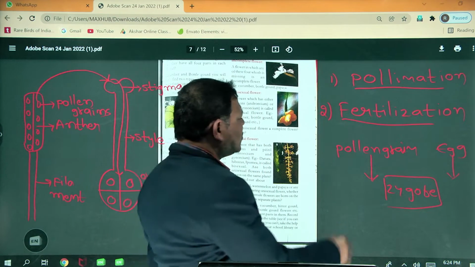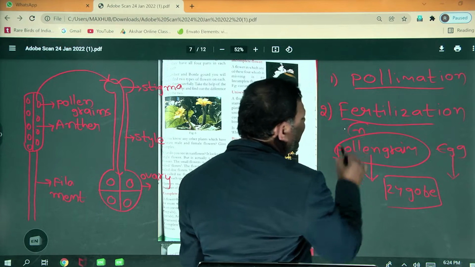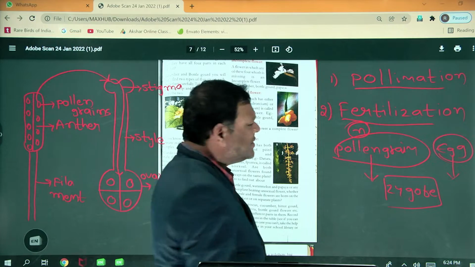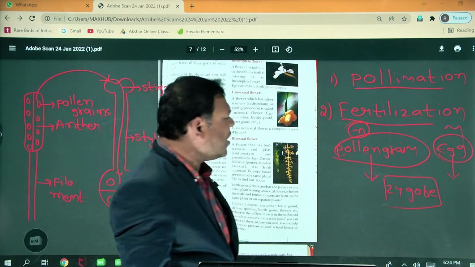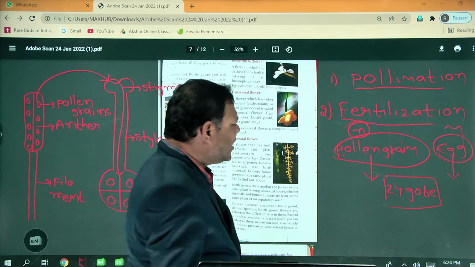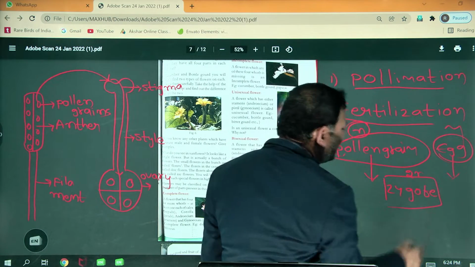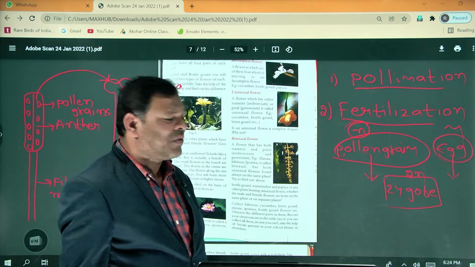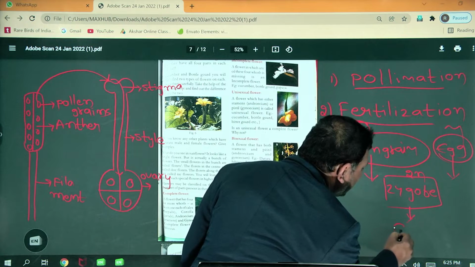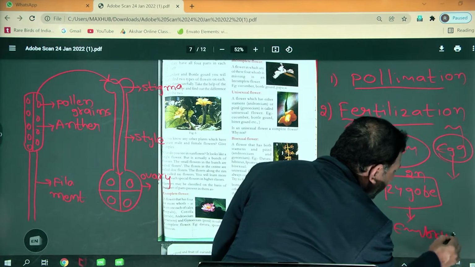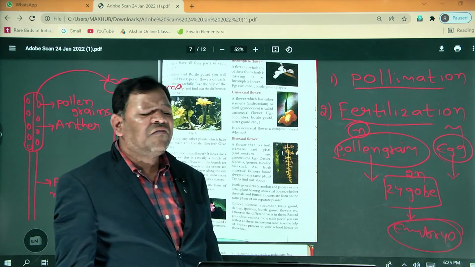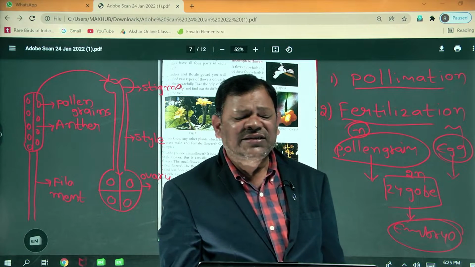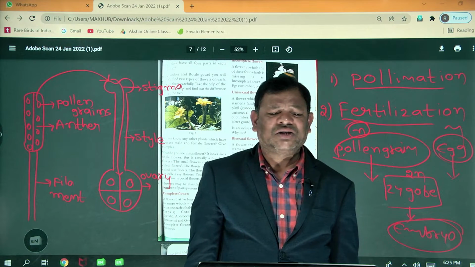Zygote is formed. These pollen grains are haploid in condition, a single set of chromosomes. This egg is also haploid, a single set of chromosomes. When the pollen grain and egg fuse, fertilization takes place and the zygote is formed. That zygote is diploid in condition, two sets of chromosomes. That zygote develops into the embryo. That embryo gives rise to the new plant. This is about sexual reproduction in the plant.